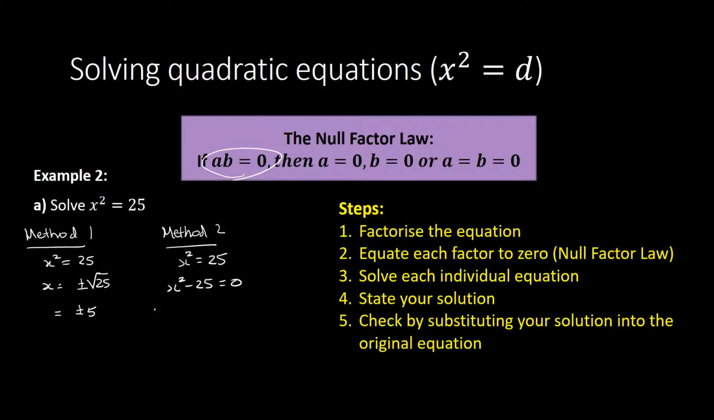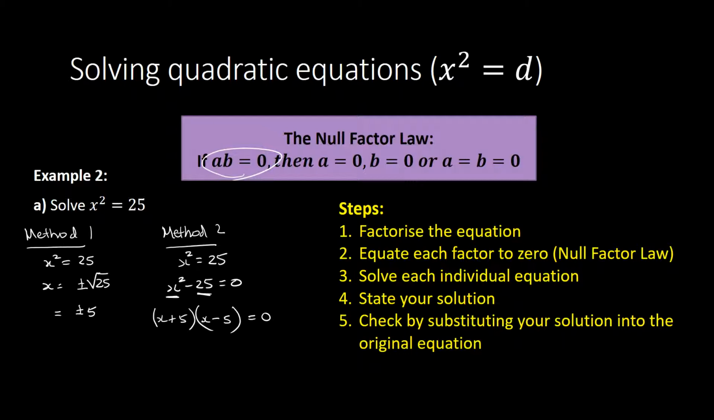What we had was, when we have two squared things, something squared minus something squared, we can factorize that to be (x plus 5)(x minus 5) is equal to 0. If you're not convinced about this, expand it back out and make sure you get what we started with.